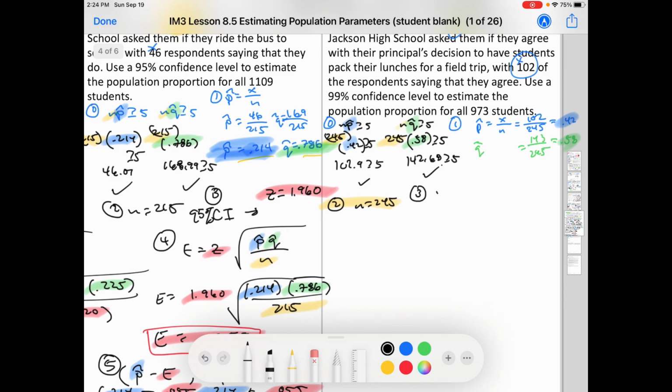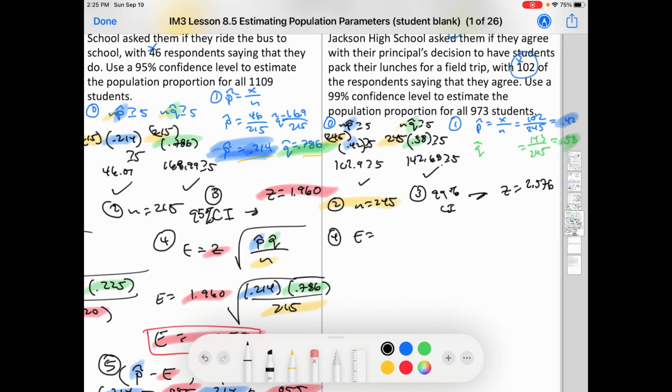Our confidence interval in this problem is 99%. So a 99% confidence interval gives me a z-score of 2.576. Okay, step 4 is getting my estimate.